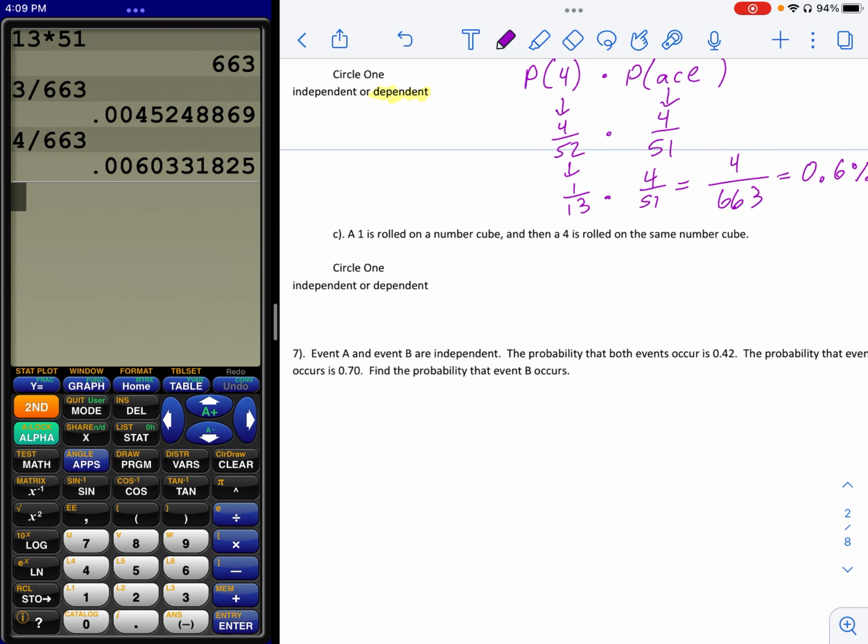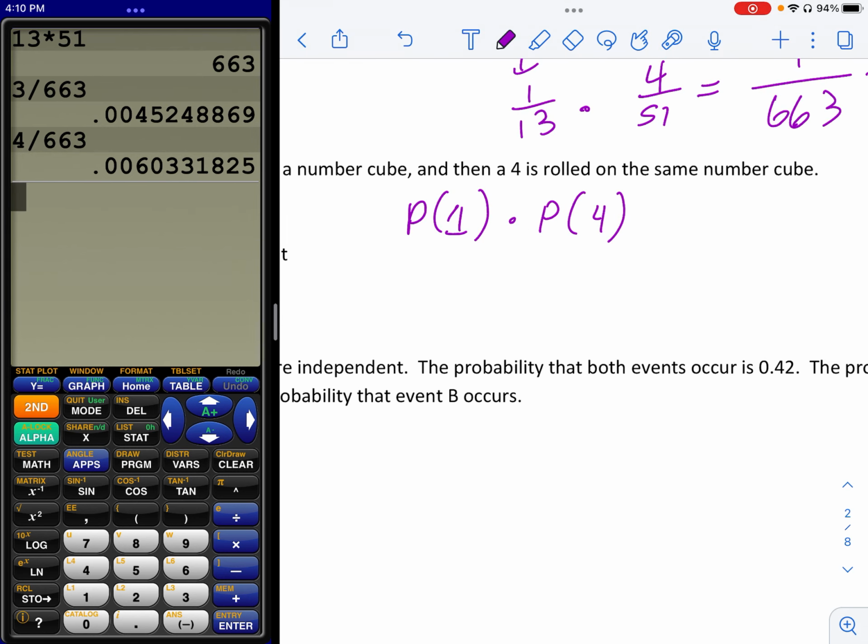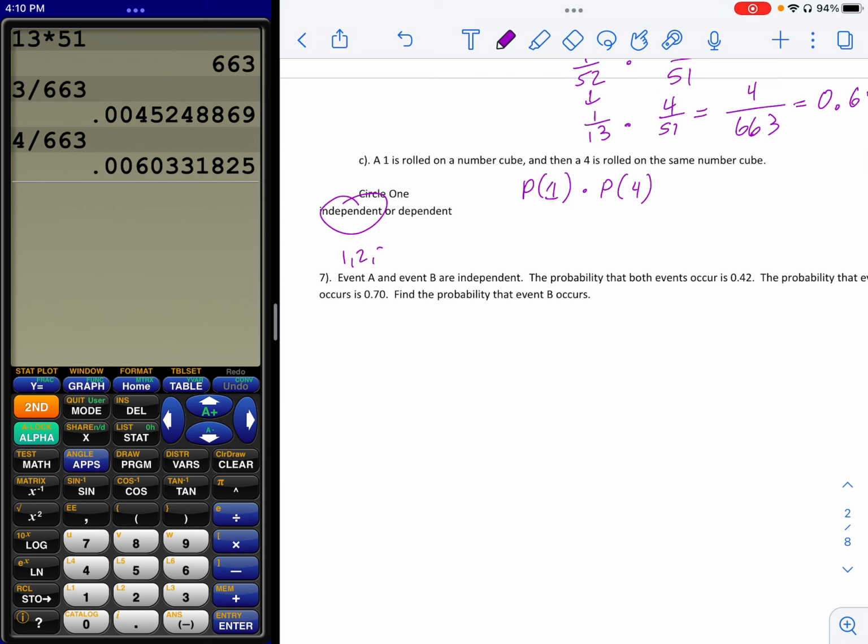All right. Moving on. C. A 1 is rolled on a dice, and then a 4 is rolled on the same dice. How likely is that? Well, rolling dice is always independent. So what's the probability of a 1 on the first roll, and then you multiply by the probability of a 4 the next time? These are going to be the same because they're just a single number on a dice, right? 1, 2, 3, 4, 5, 6 on a dice. The probability of a 1 is 1 out of 6. The probability of a 4 is also 1 out of 6. It doesn't matter that we already rolled a 1. So the answer is just 1 out of 36.